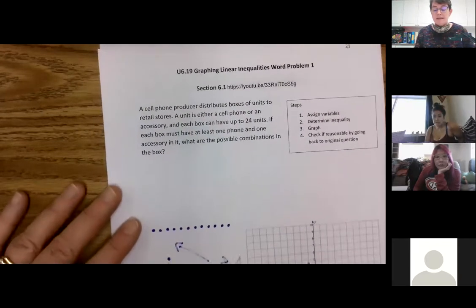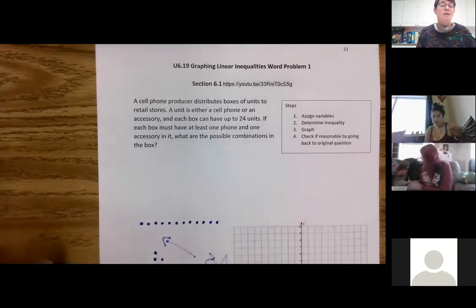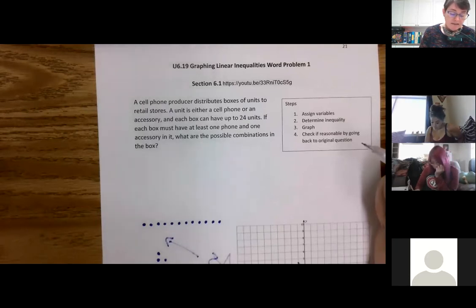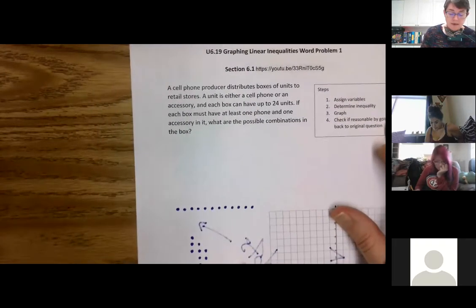So here we go, word problem, or sorry, it's supposed to be an application. I'm not supposed to call it a problem because that might scare students. A cell phone producer distributes boxes of units to retail stores. A unit is either a cell phone or an accessory, and each box can have up to 24 units. If each box must have at least one phone and one accessory in it, what are the possible combinations in the box? Okay.